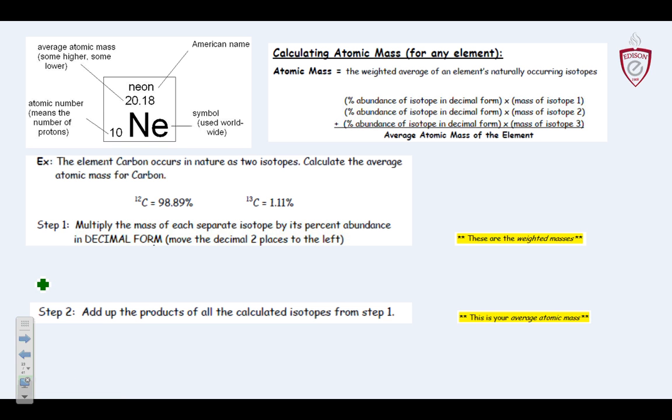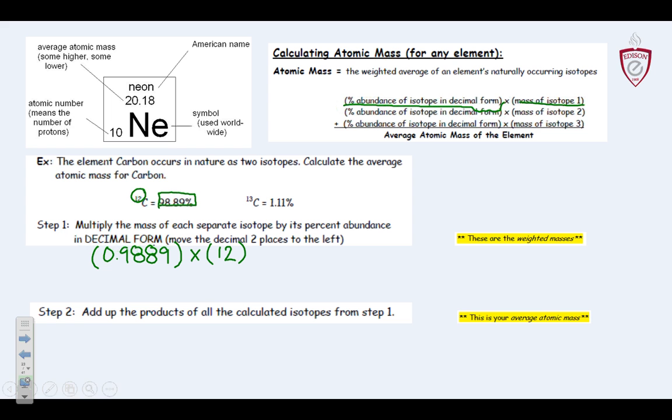I'll do the first term for my carbon 12, 98.89%. It says to take the percent abundance of the isotope in decimal form. So I'm going to take the percent abundance of my carbon 12 in decimal form. I'm going to open a parentheses and say 0.9889, close my parentheses, and multiply by the mass of isotope 1. The mass of isotope 1 is 12. Cool, so there's my first term.